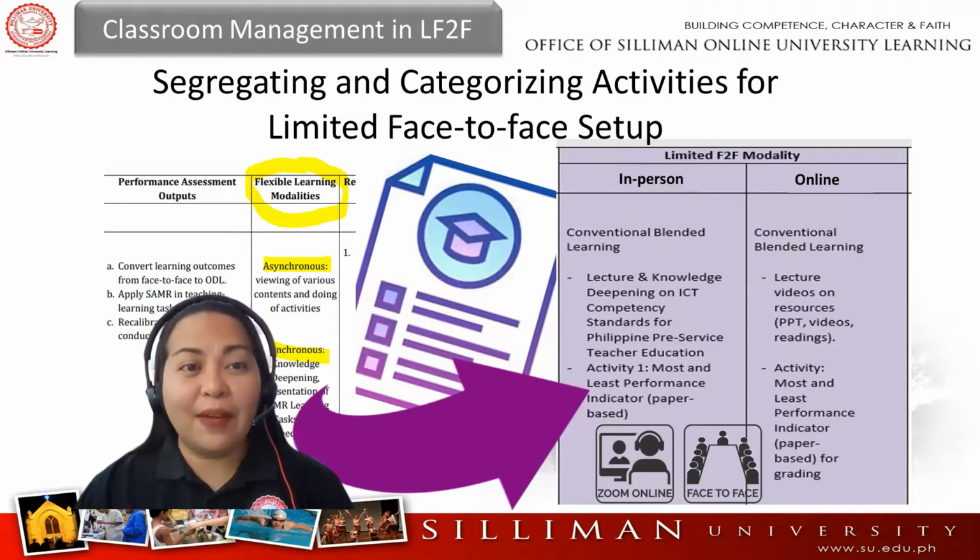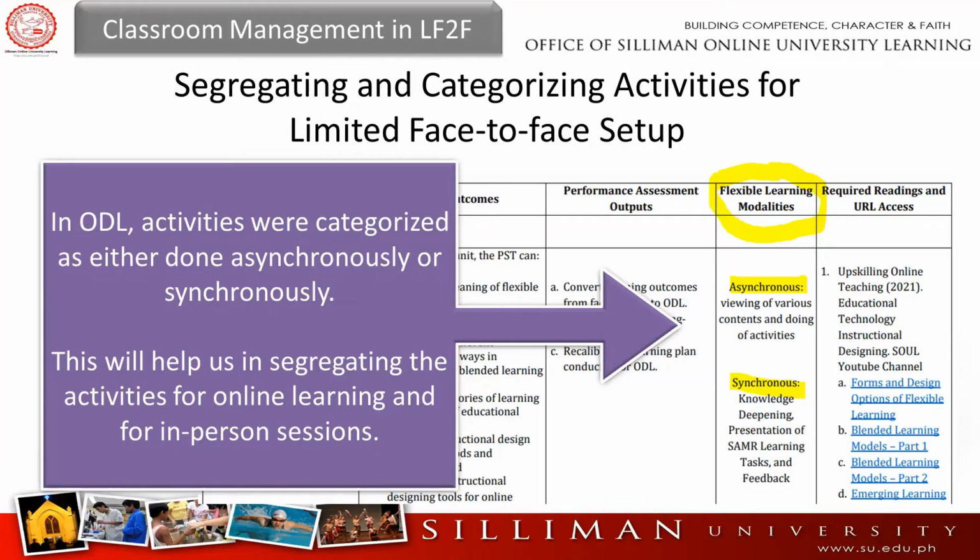Let us start this phase by looking at how activities were arranged during ODL. If we look into our learning plan, there should be a part that describes how these modalities were specifically delivered, such that it mentions the learning activities conducted in the mode. Like for example, in ODL, teaching and learning was done synchronously or asynchronously.